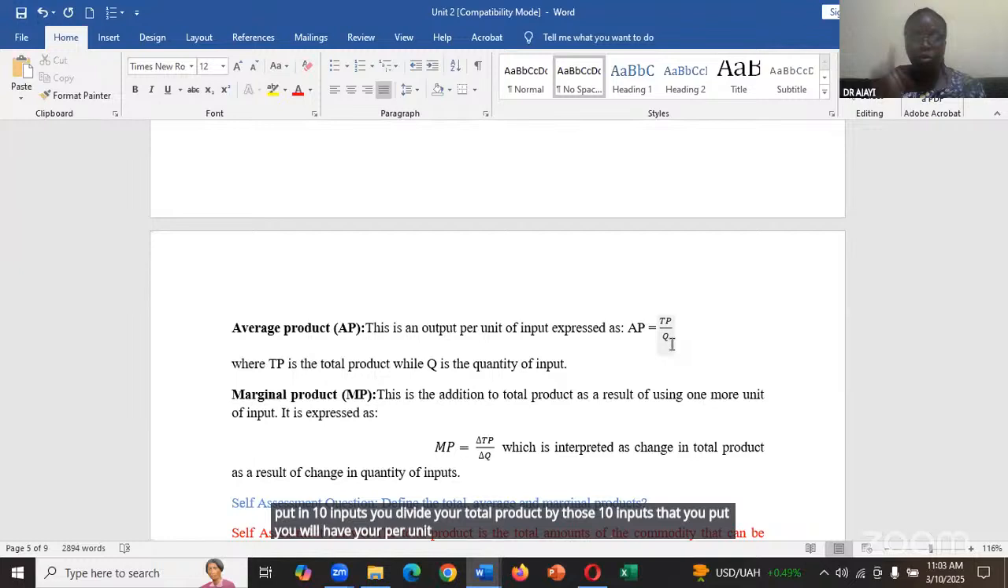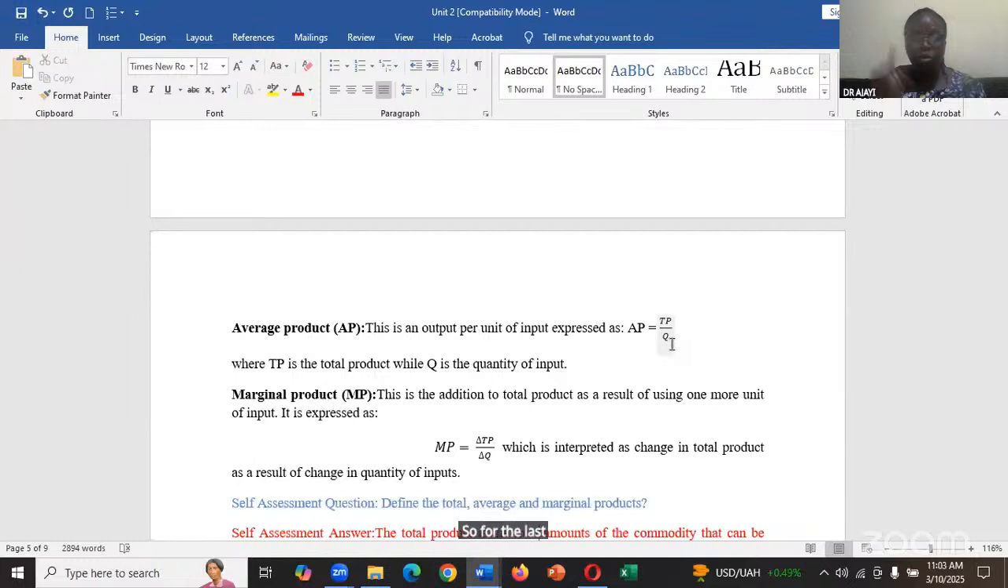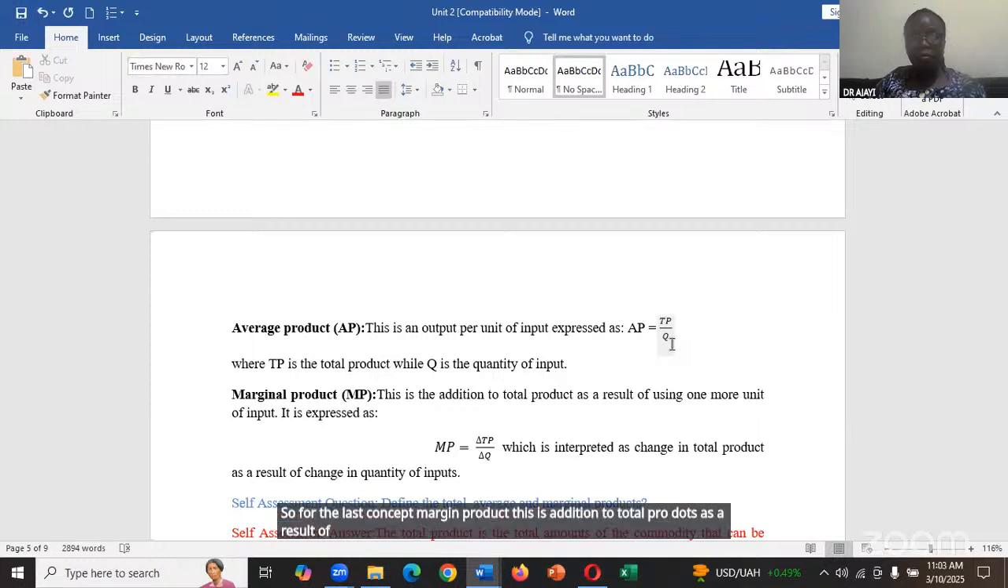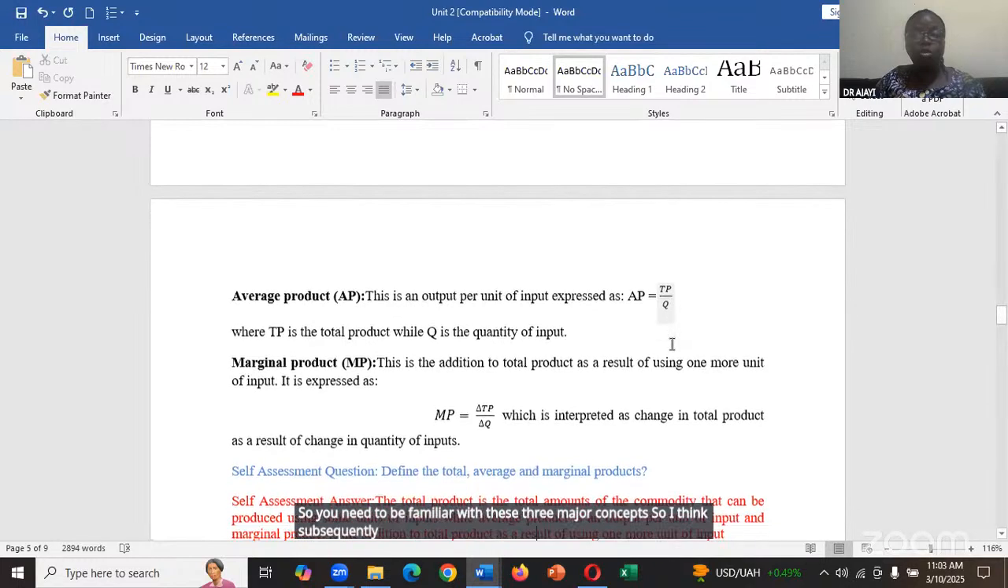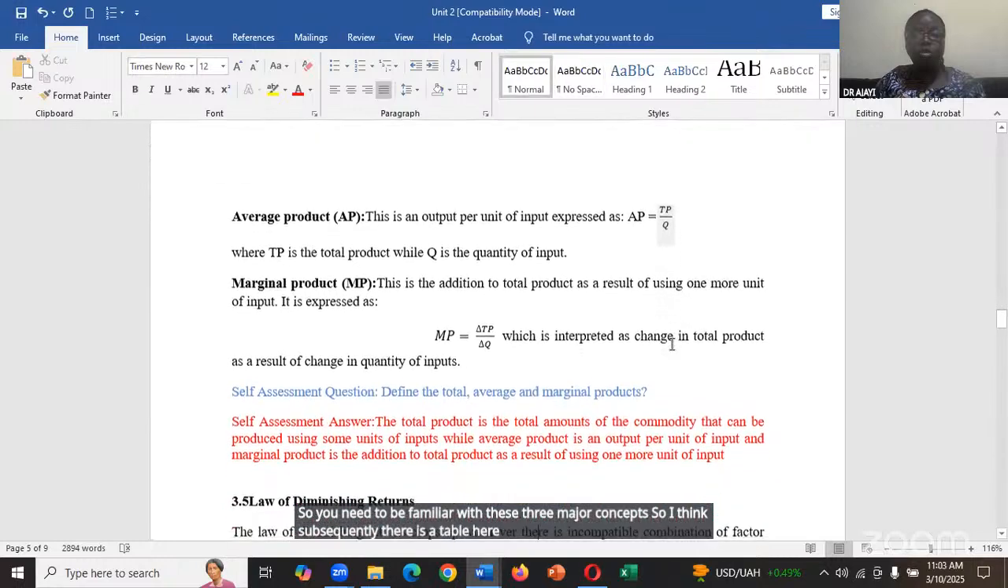So for the last concept, marginal product, this is addition to total products as a result of using extra units of input. So anything marginal may not crop up if there is no need to make additional production. So you need to be familiar with these three major concepts. So I think subsequently, there is a table here that we will use to explain it further.